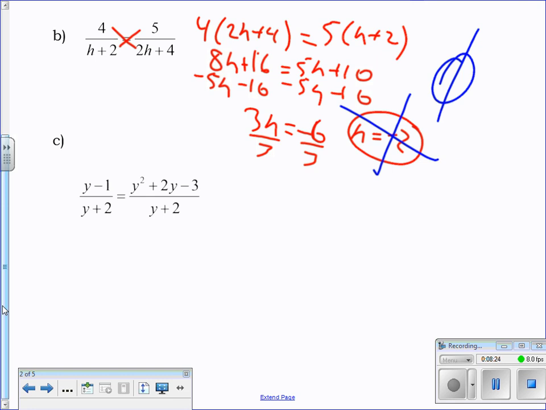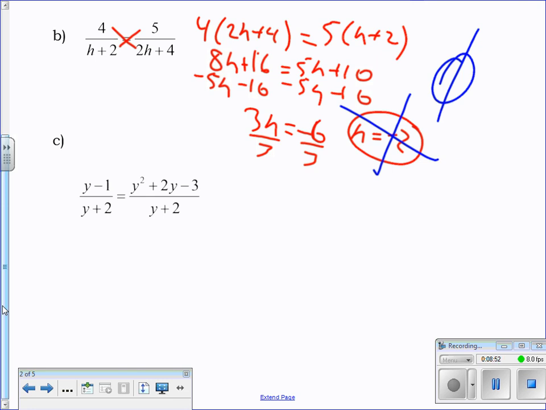That would be very ugly, would it not? If I were to cross multiply, that would be very, very ugly, because I'd have a y cubed in there, and I'd have to deal with all of that. But take a very close look at this particular equation. What is unique about it? The denominators are the same.